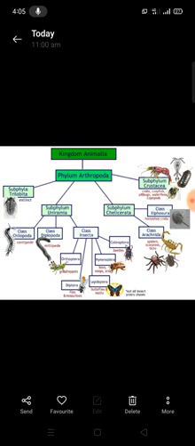Head bears antennae and the mandibles and the maxillae. Respiratory organs are gills or trachea.